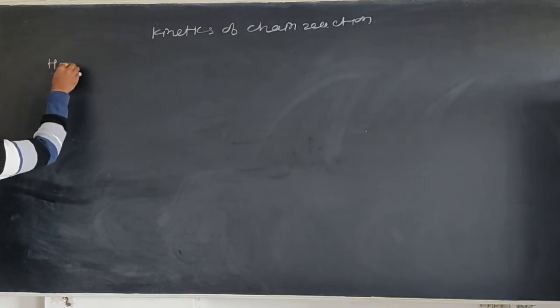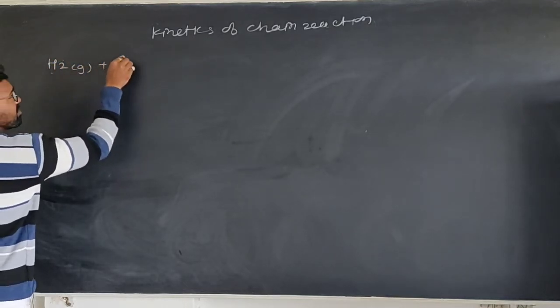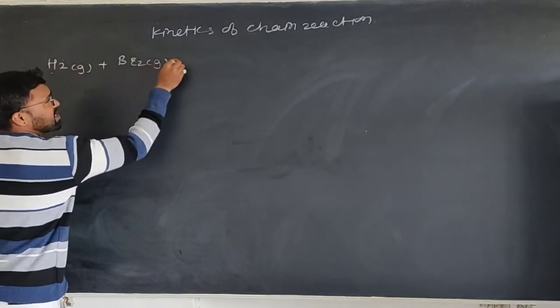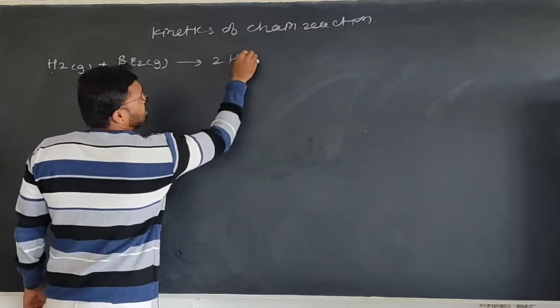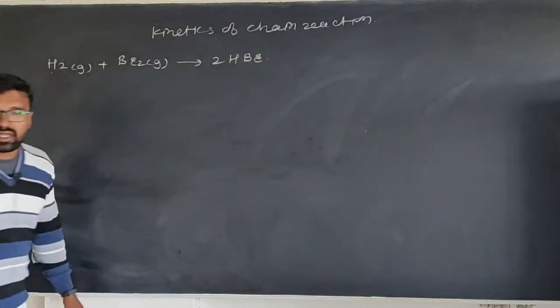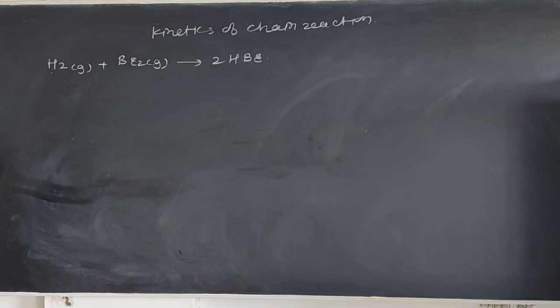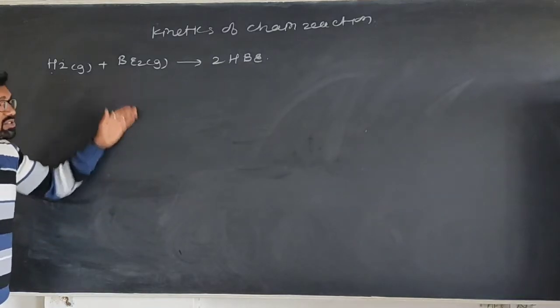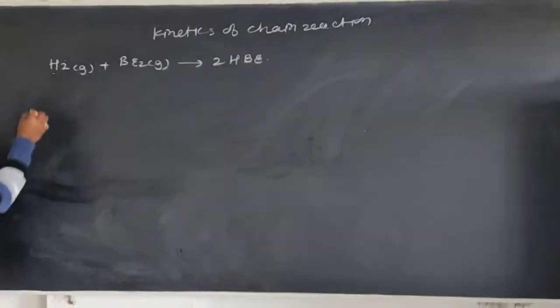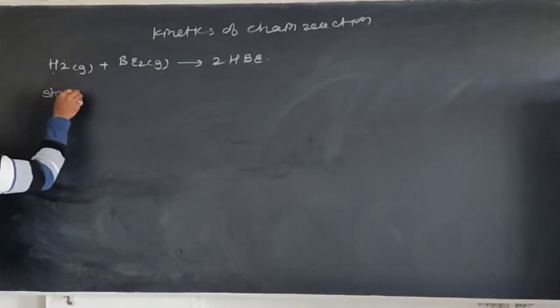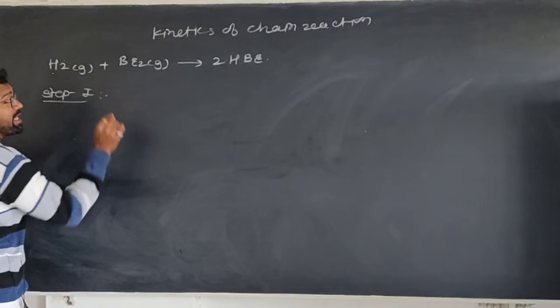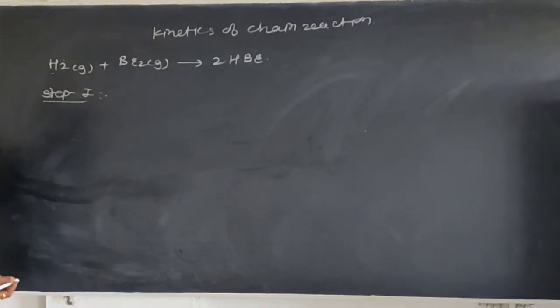If you write this reaction, H2 gas plus Br2, also a gas, forms HBr, hydrogen bromide. This is the actual reaction, but this reaction undergoes three to four to five steps. Step first is the step of initiation. What is the step of initiation?